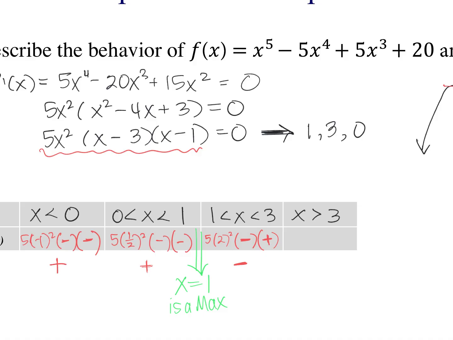And then finally, I'll pick something greater than 3. I like to pick 10 when I can. So I'll have 5 times 10 squared. And then 10 minus 3 is a positive number, and 10 minus 1 is a positive number. So overall, that will be positive, which tells me that x equals 3 is a min.